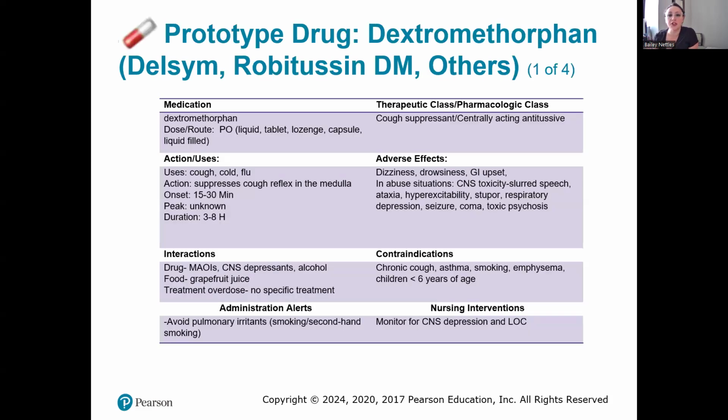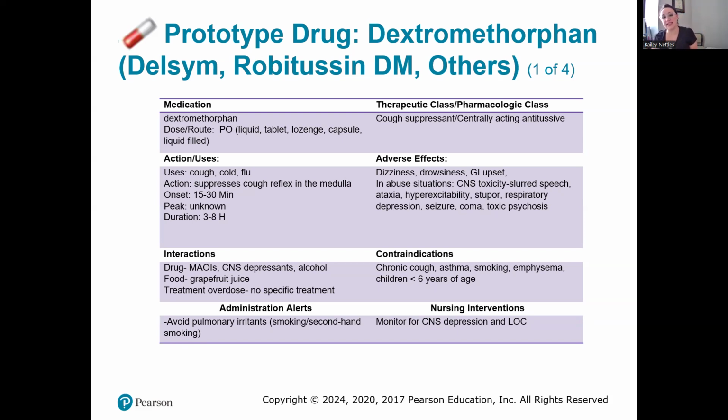Okay, dextromethorphan. This is the DM in everything. Anything over the counter like Phenergan DM, promethazine DM, Delsym DM, Mucinex DM. The DM is the dextromethorphan, and that is the antitussive that's going to help you stop coughing. It can be PO, like a liquid, a tablet, a lozenge, a capsule, a liquid filled capsule. All of the same nursing considerations apply for all those different types. They use it for cold and flu. It suppresses the cough reflex in the medulla. Onset's pretty fast though, 15 to 30 minutes.